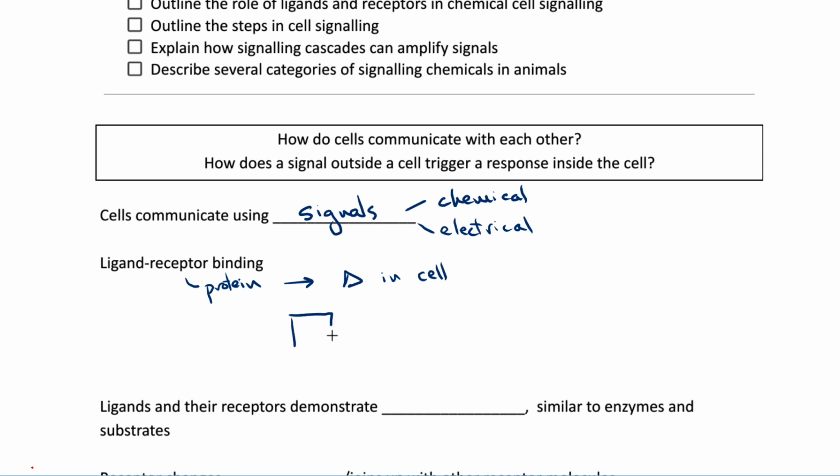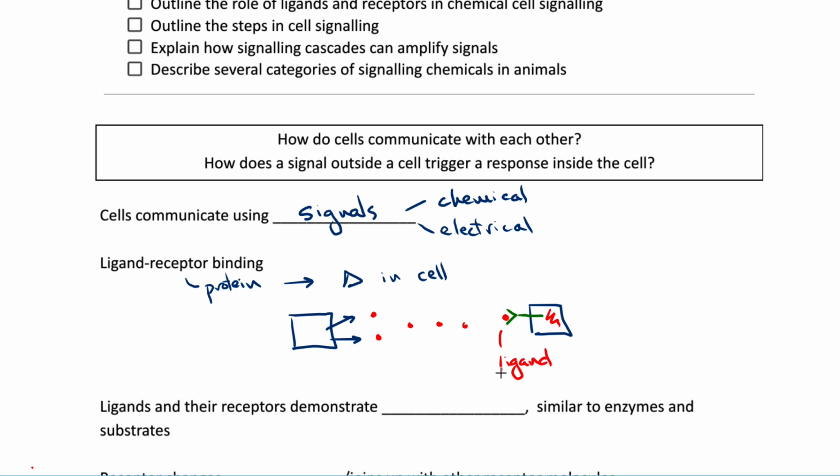Let me illustrate. Here is a first cell, and it is producing and emitting some sort of signaling chemical. That's this in the red. And then that travels, for example, through the bloodstream to another cell over here that has a receptor protein. This Y-shaped symbol is the receptor protein. And when this molecule binds here to the receptor, it triggers some sort of response within that cell. So this molecule is the ligand.